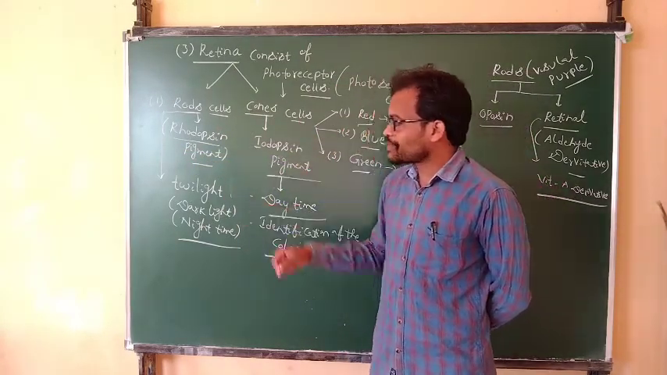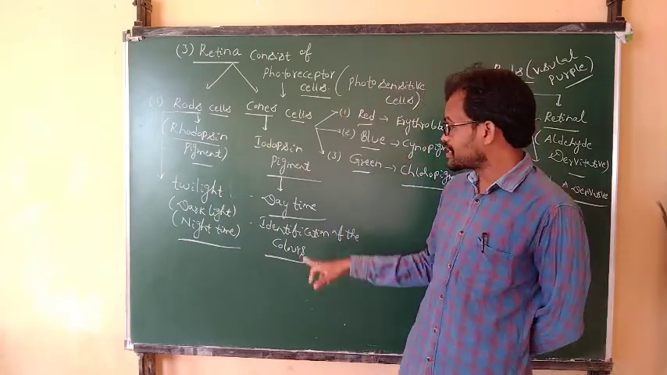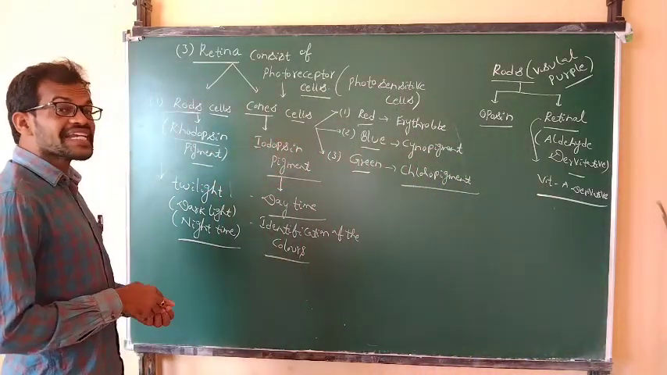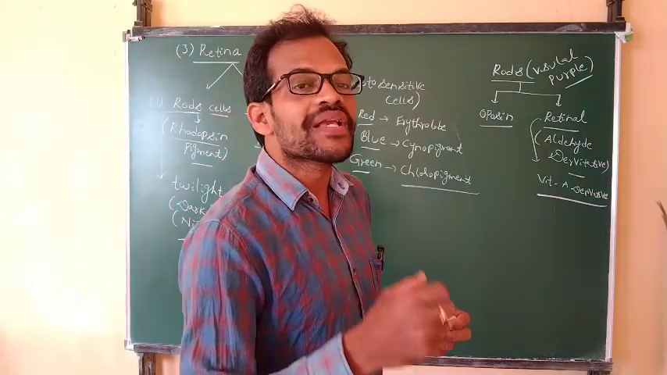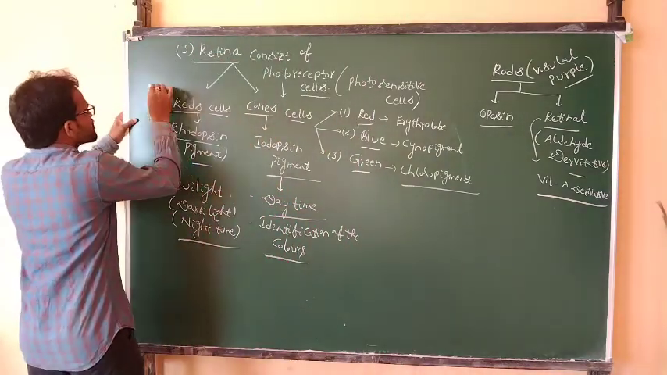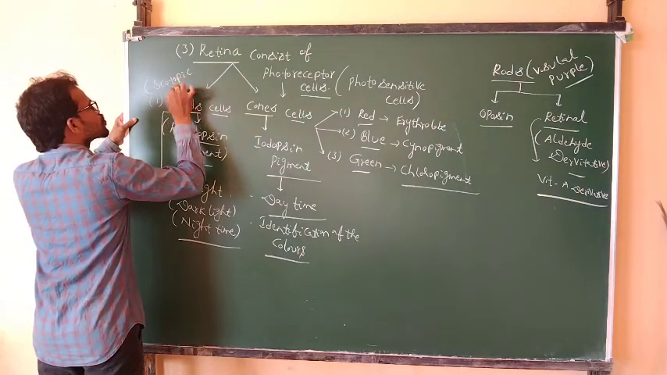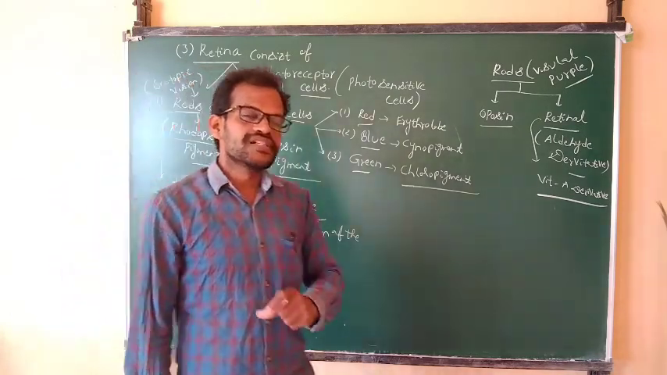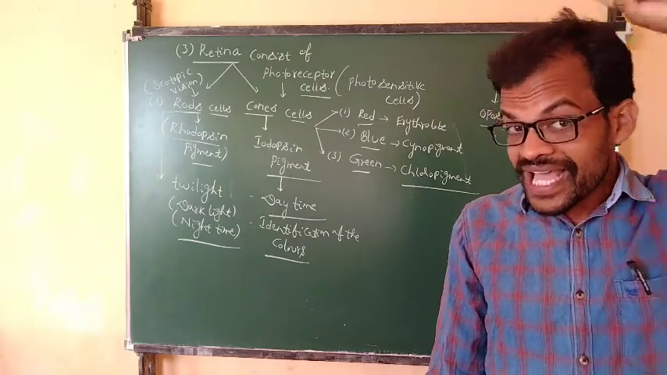These rod cells help you observe at night time, in the dark. They are helpful for the night time. Rod cells are also known as scotopic vision. Scotopic vision means they help for the night time.